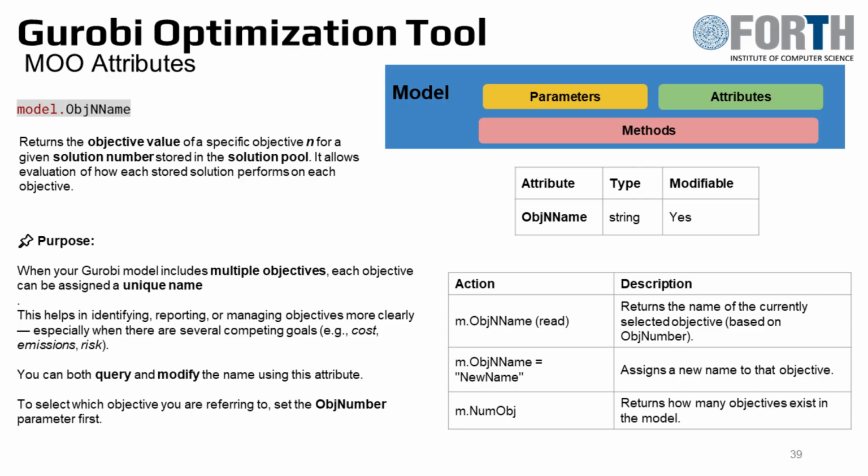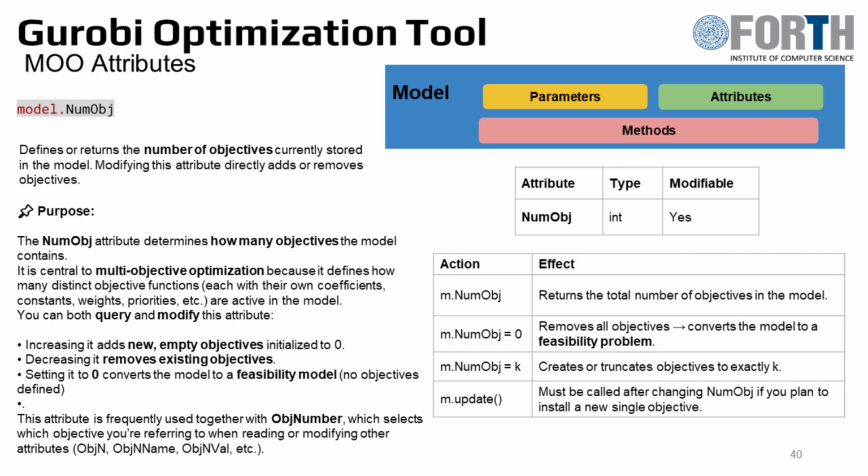For example, instead of referring to objective 0, you can name it cost, and instead of objective 1, you can name it delivery time. This becomes especially useful when you are printing results, you are analyzing values using obj_val, or you are presenting results to non-technical stakeholders. The workflow is similar to other multi-objective attributes.